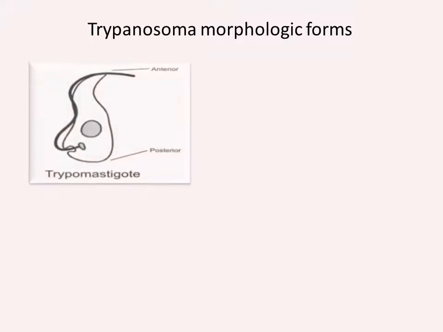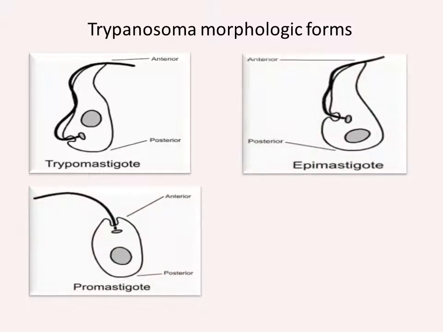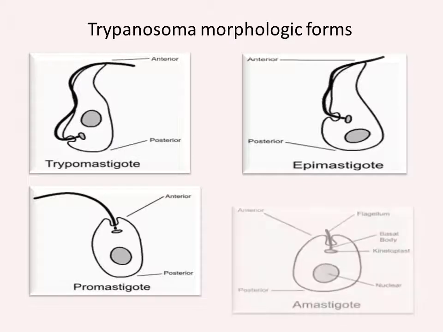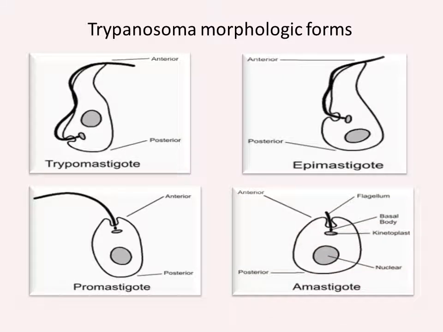In this slide, I will be talking about the morphologic forms of Trypanosoma. There are 4 morphologically differentiated forms involved in the life cycle of Trypanosoma. 3 of them are spindly uniflagellate. These are trypomastigote, epimastigote, and promastigote. The 4th one is a rounded form, called the amastigote form. How can I differentiate between these forms?